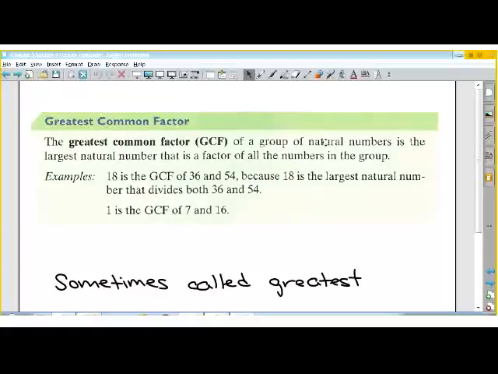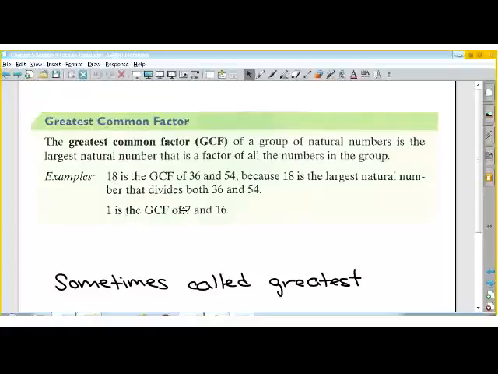So one thing you could do is list all the factors and then find the biggest one, but that would be more work than we need to do. So here's an example. For 36 and 54, the greatest common factor is 18 because 18 is a factor of 36 and 18 is a factor of 54, and that's the largest factor. So that's why it's called the greatest common factor.